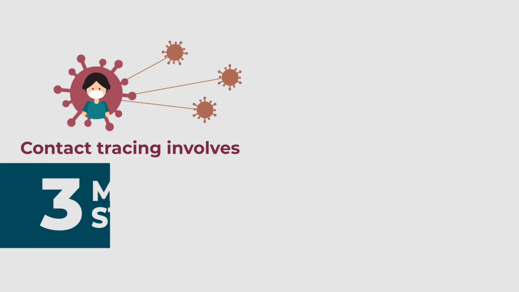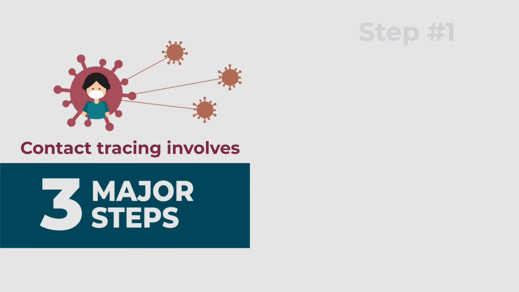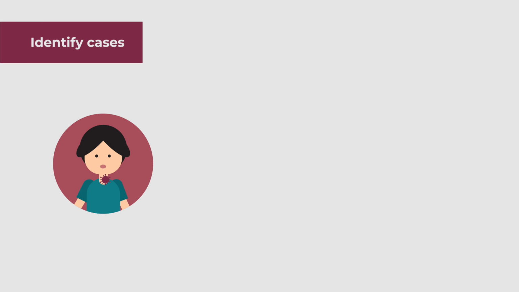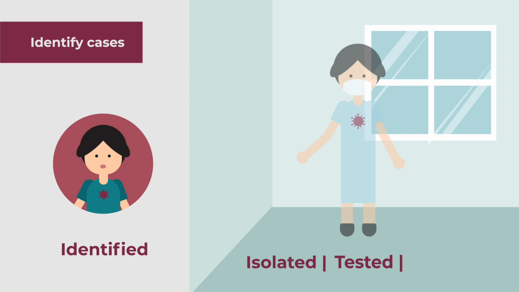Contact tracing involves 3 major steps. Step 1. Identify cases. Persons with COVID-19 or those who may have COVID-19 are identified. They are isolated, tested, and treated.